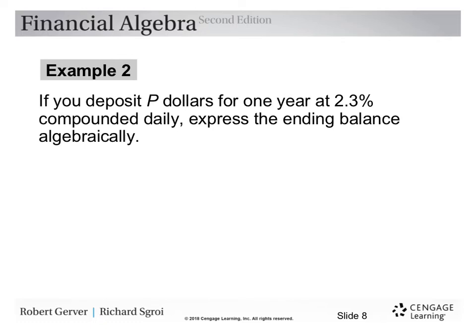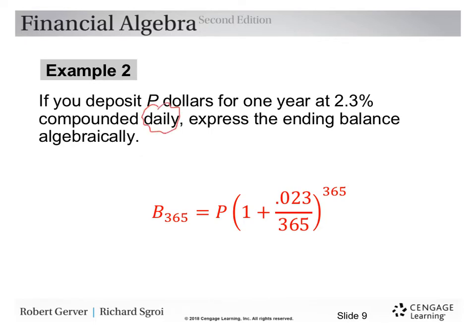So let's look at another example. If you deposit P dollars for 1 year at 2.3% compounded daily, express the ending balance algebraically. Let's see what it'll look like. We're compounding daily. This is our interest, 2.3%, and we start off with a principal of P dollars. So after 365 days, what's our balance going to look like? It's going to look like P, parentheses, 1 plus the interest rate 0.023 over 365 since it's compounded daily, and the exponent is 365. So this is what the ending balance is going to look like, based on the previous formula and the pattern we found.